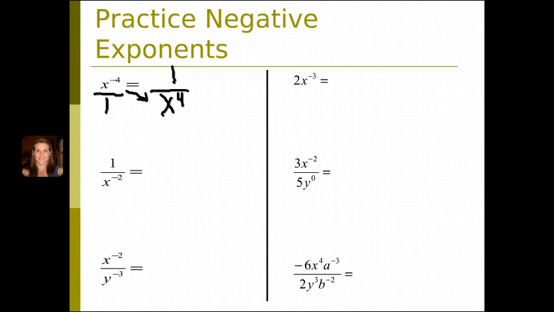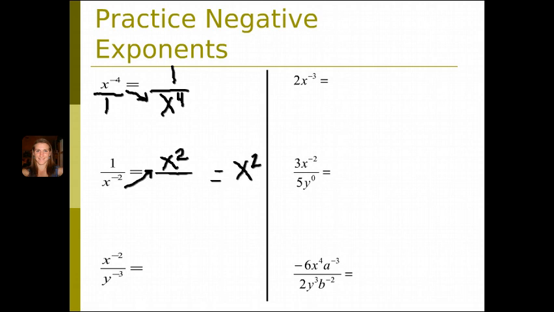Next, we have 1 over x to the negative 2 power. Because I see a negative exponent, I'm going to draw my fraction bar. 1 does not need to move, but x to the negative 2 power does. So because it's in the denominator, we move it up to the numerator and lose the negative sign. We can get rid of the 1 also because we do not need to write a 1 in front of a variable. So our final answer is just x to the second power.